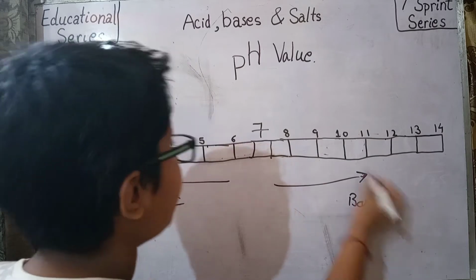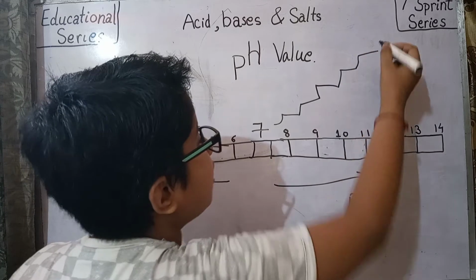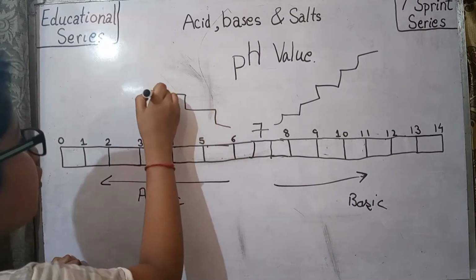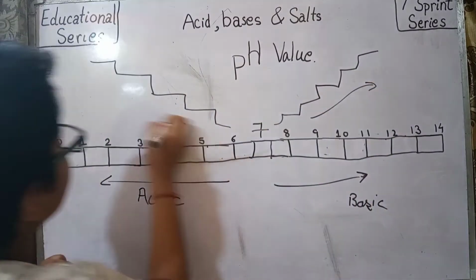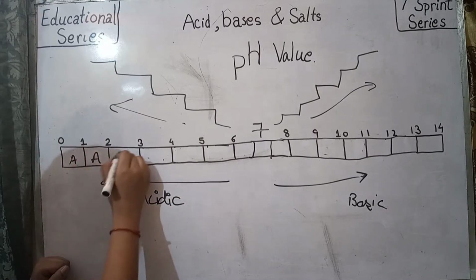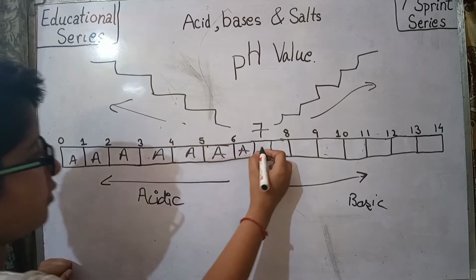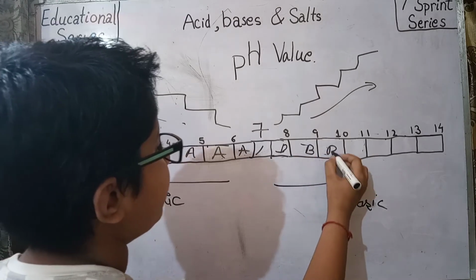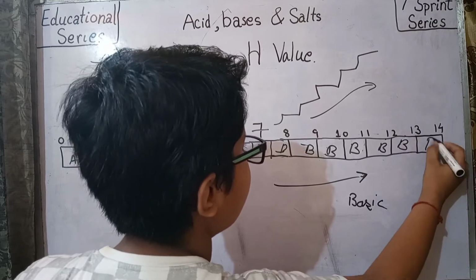Now it is like a ladder. The strength of acid increases as we go further left, and the strength of bases increases when we go further right. So here, if you want to see better, these all are acids. Now these are bases: 8, 9, 10, 11, 12, 13, 14.